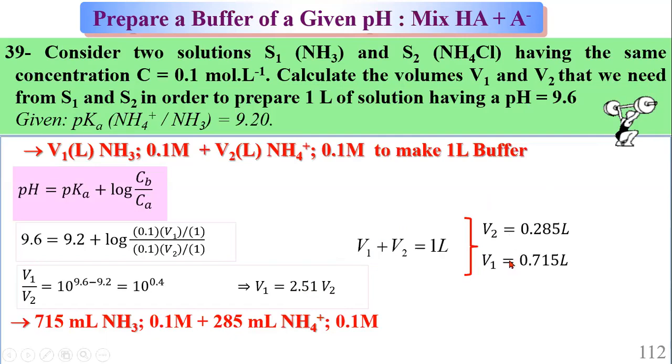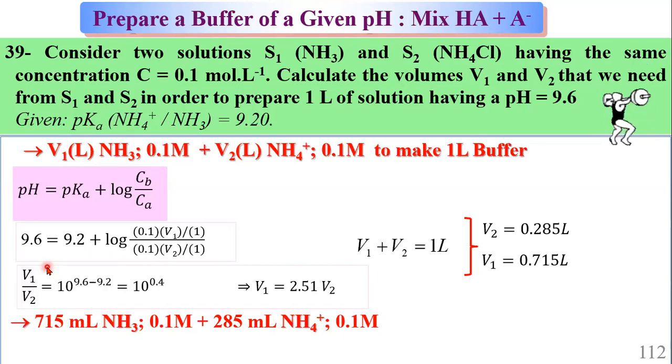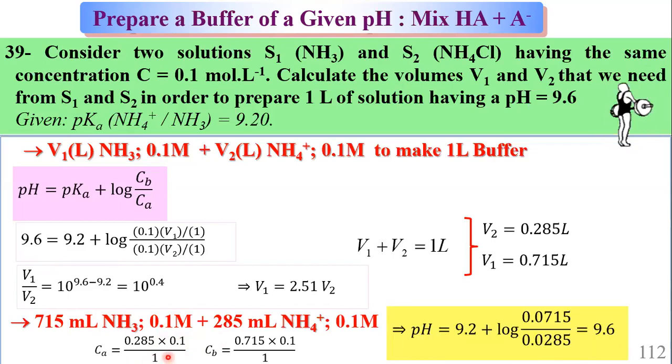So we found volume 2 and volume 1. So indeed, of ammonia, I need 715 milliliters of ammonia and 285 milliliters of the ammonium, both of which are 0.1 molar. Finally, you can get the concentration, but once you have the number of moles and the volume, you can just use that as number of moles. But get the concentrations of the acid and the base, substitute it into Henderson, and check.